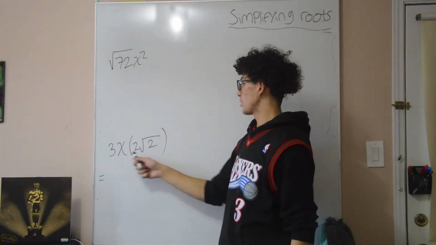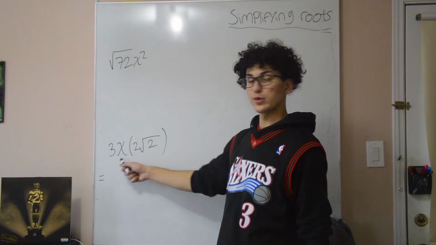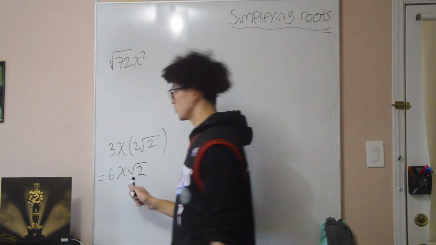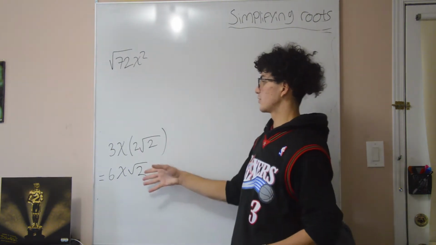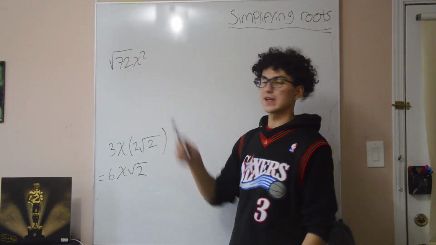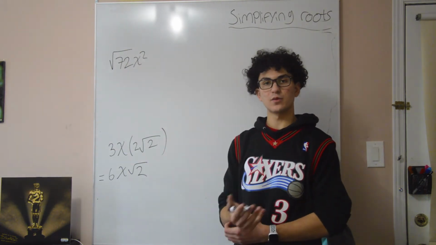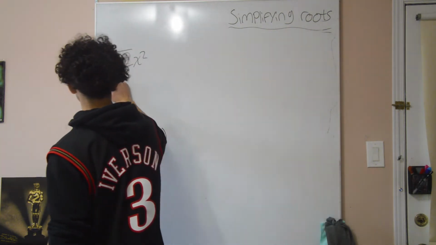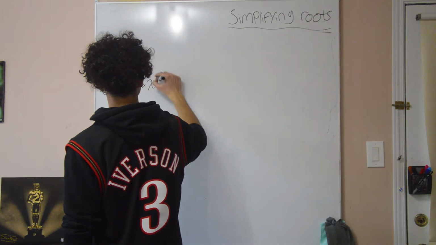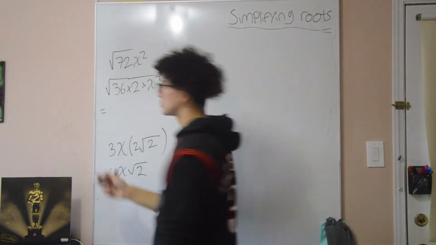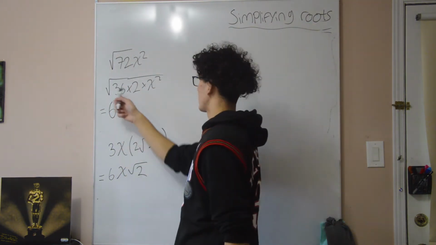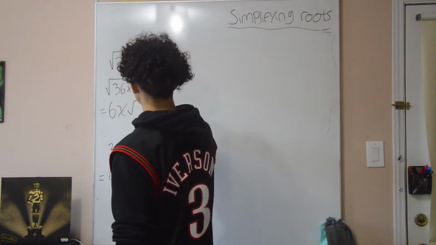Anyways, as I was saying, from here we can actually just go 3x times 2 and we get 6x root 2, just like that. Now, we didn't have to do all the extra steps that we did if we had just realized at the beginning that 72 could have been written in a different way. We could have written root 72 as root 36 times 2 times x squared. And just like that, root 36 is 6, root 2 stays root 2, and root x squared becomes x.